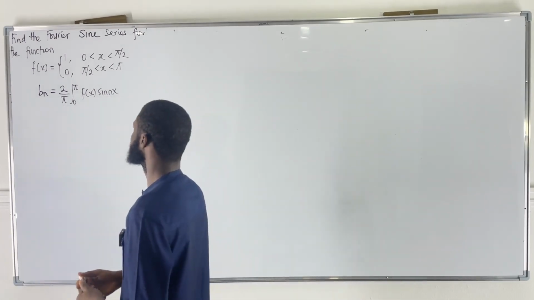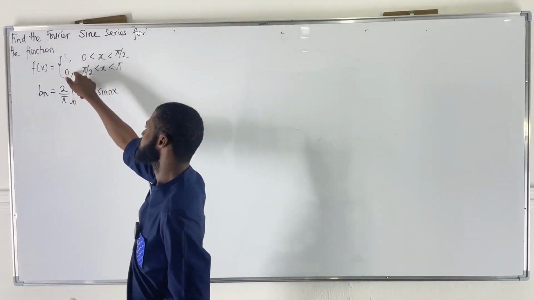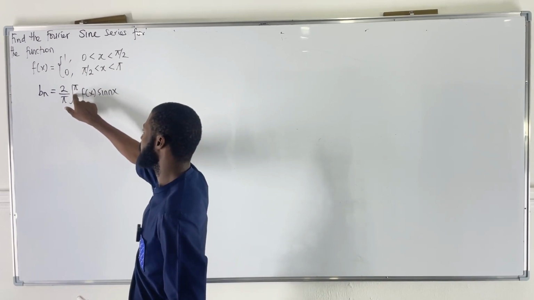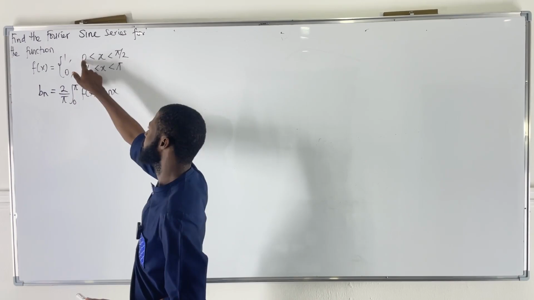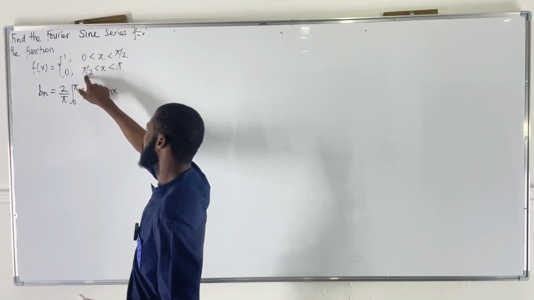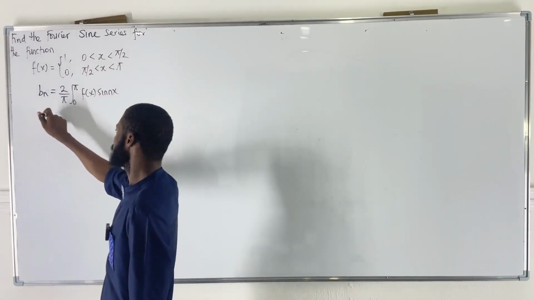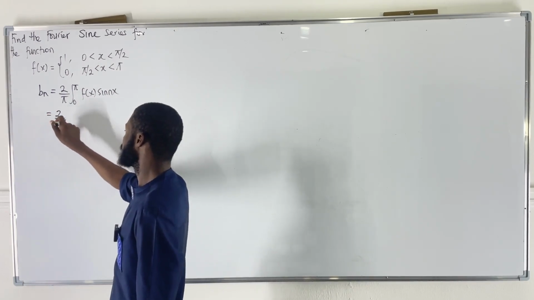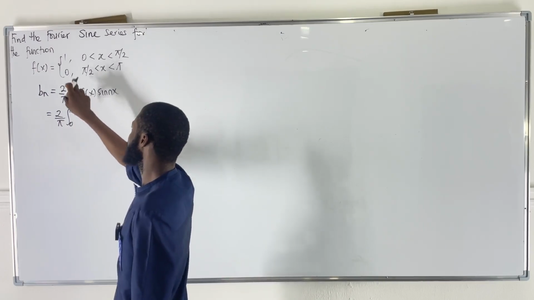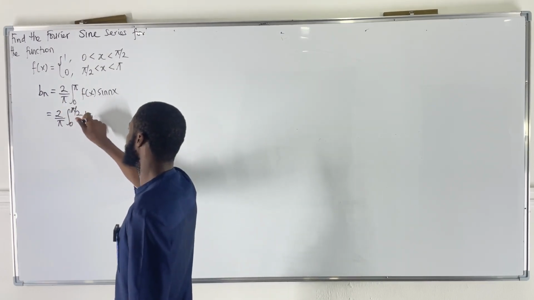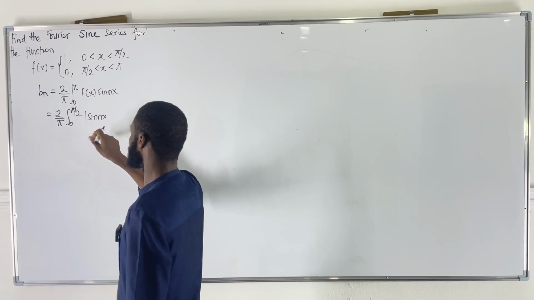Now, in this case, our f of x will be having two values, so we need to break our integral down. We're going to say our integral will be from 0 to pi over 2 and pi over 2 to pi. So this will be 2 over pi, then we have the integral from 0 to pi over 2. Now f of x here is 1, so this will be 1 sine nx.